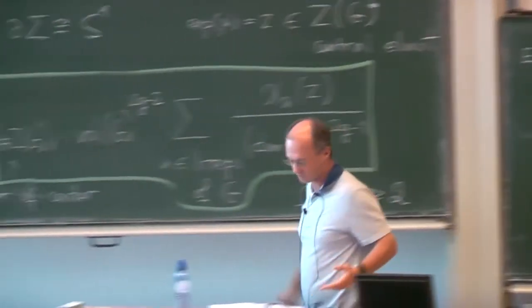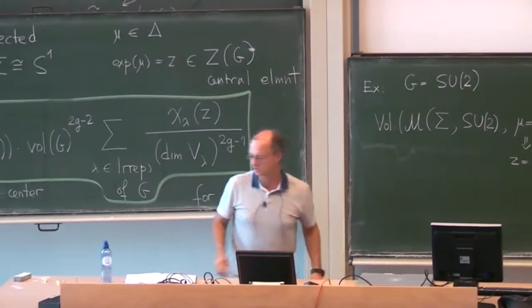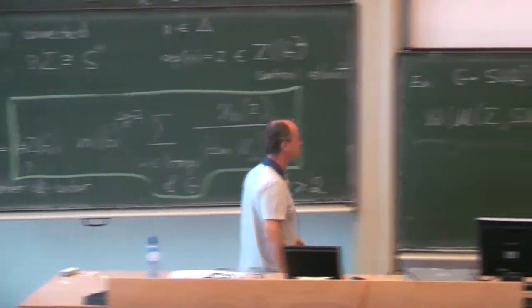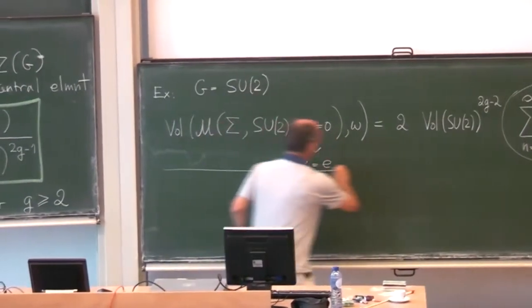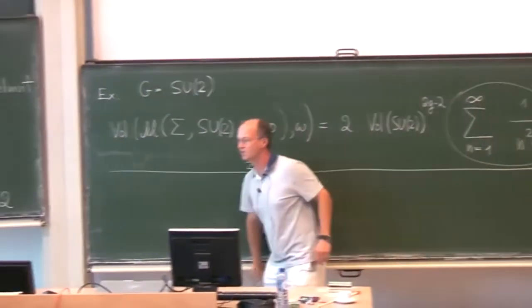So there are interesting rational numbers which come up here. It's expressed, in particular, in terms of Bernoulli numbers. So why do I bring to your attention the SU2 case?